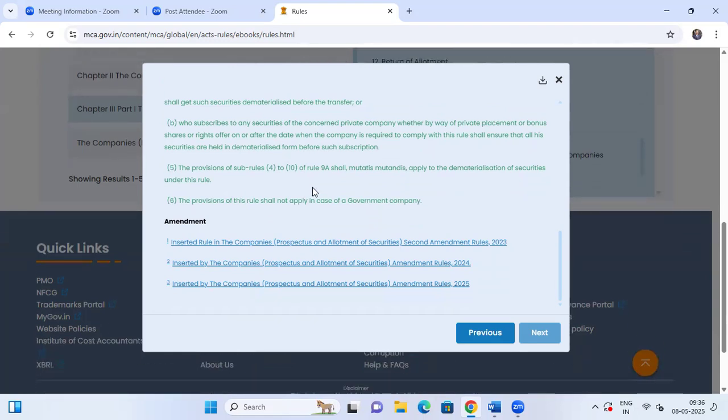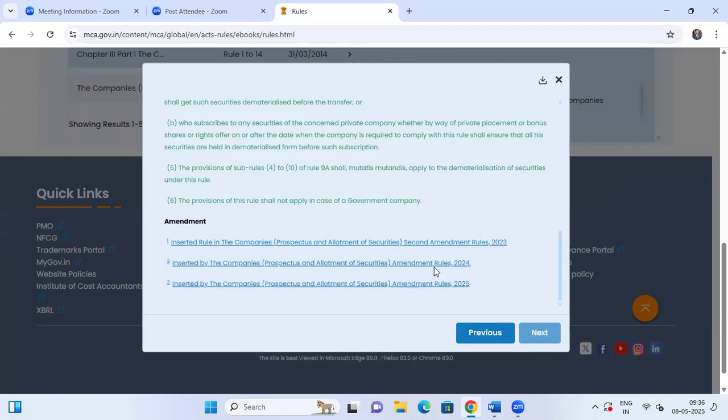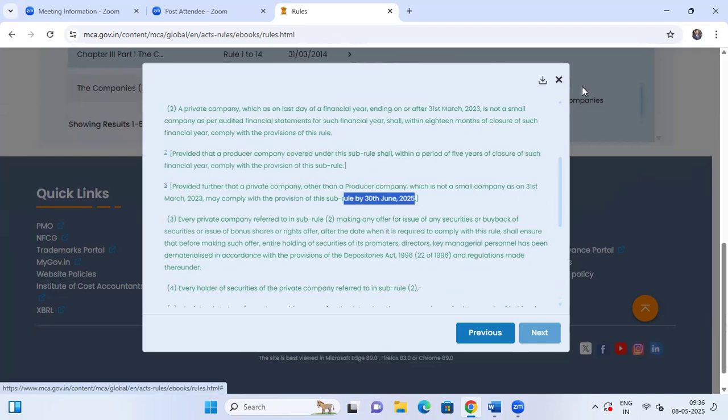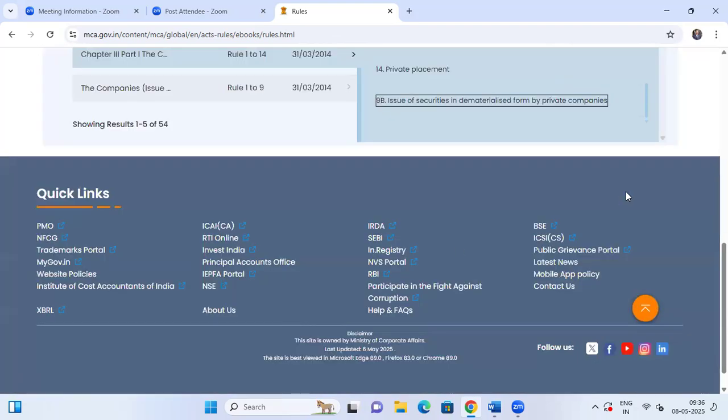So anyway, rule 9A is for public companies. It is already, we all know. This is for certain private companies, rule 9B. Hope you are clear. Thank you. This is what about PAS-6.